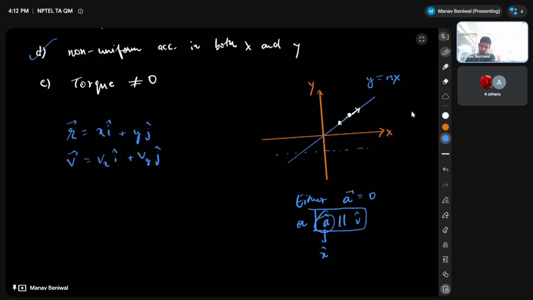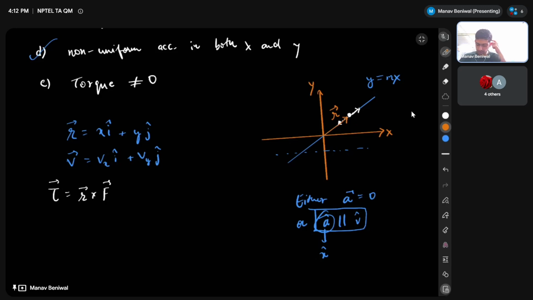Now, torque depends on the point that I choose. Because torque is r cross F, it depends on my origin. So if a particle is moving in a straight line and the force is pulling it along that line, the torque will be zero, right? Let's say this is my particle, and the r vector will be like this. This will be my position vector r.